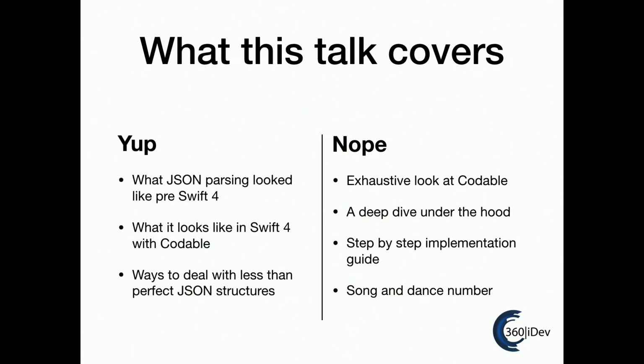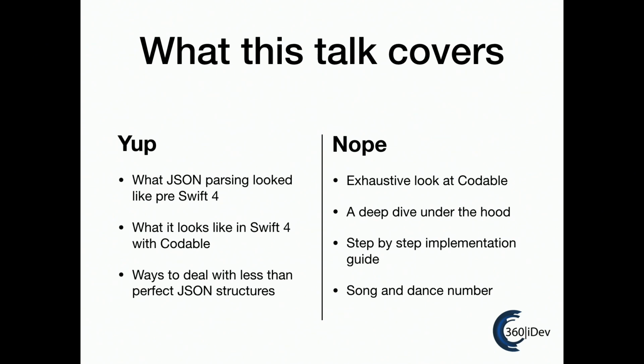I'll give you a brief rundown about what we'll be covering today. I will be looking at, just a reminder to those of us who did not develop more than a year ago, what JSON parsing looked like prior to Swift 4, prior to the introduction of Codable. What it looks like now, more importantly, with Codable, especially for those of us who may be stuck in legacy code and haven't had a chance to use it. What does it look like? What is it doing for us? And also, the most important part, ways to deal with less than perfect JSON, because we all deal with JSON and it's never perfect, right?